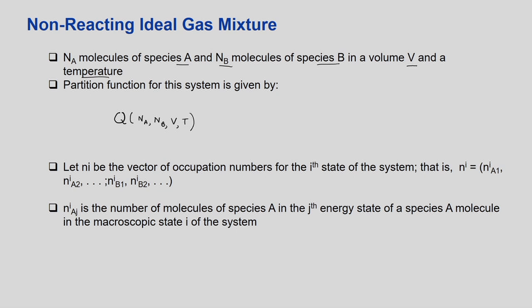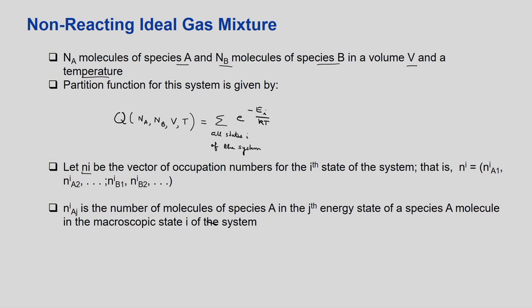Q as a function of the number of molecules, volume and temperature is equal to the summation across all states i of the system of e to the power of minus epsilon_i by kT. So the partition function, with molecules NA and NB constrained within a volume V and temperature T, is the summation of all the exponential Boltzmann terms with the individual energies epsilon_i. Here i is a macroscopic state. So you sum up over all the macroscopic states and you get the overall partition function.